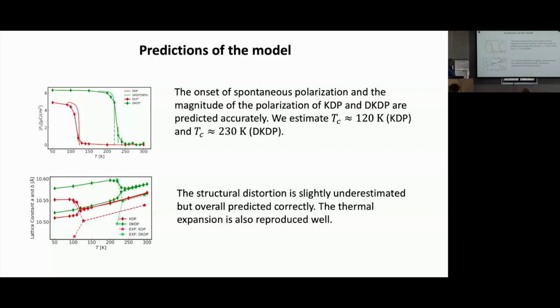KDP and DKDP, and the temperature that we estimate from this drop in the polarization are close to the experimental transition temperature. And also the structural distortion is slightly underestimated, but overall predicted correctly. We can see here that it doesn't go immediately to one, it goes continuously because, again, of finite size effect on this simulation.